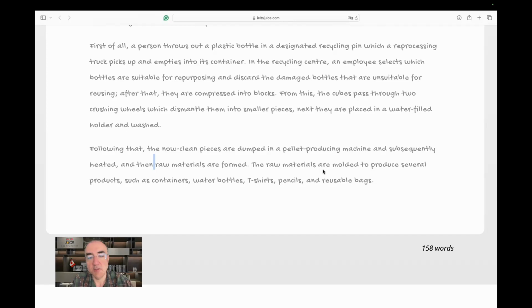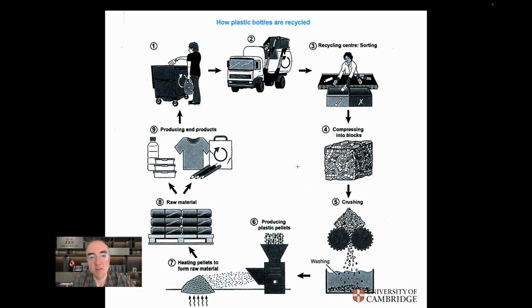The raw materials are molded to produce several products, such as containers, water bottles, t-shirts, pencils, and reusable bags. Yeah, bottles, containers, t-shirts, pens, and reusable bags. I mean, you didn't miss anything out. All the elements are here. That's beautiful.